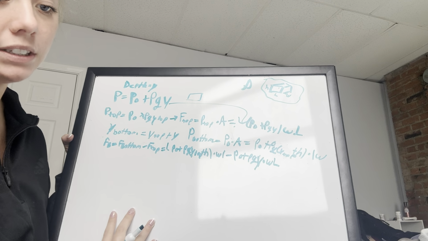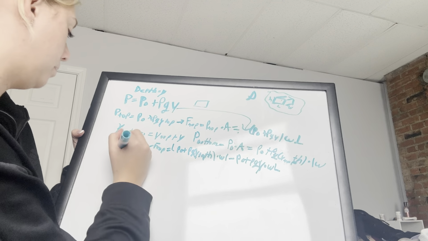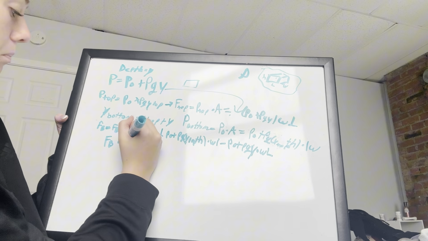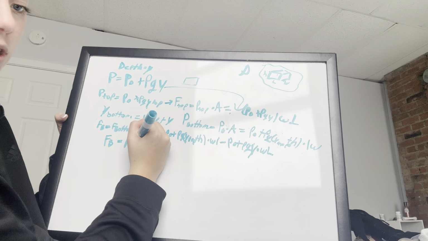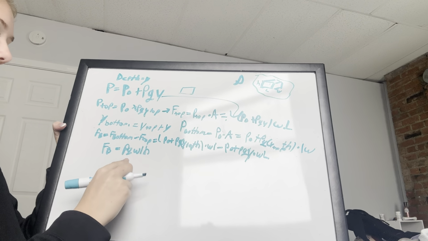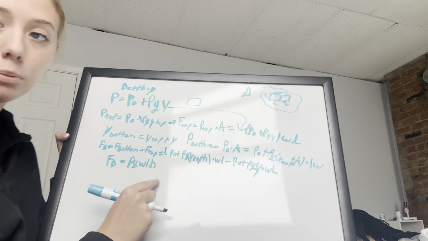After expanding, canceling, and factoring, you end up with F_B equals rho g W L H. So density times gravity times the width times the length times the height. That's what we end up with.